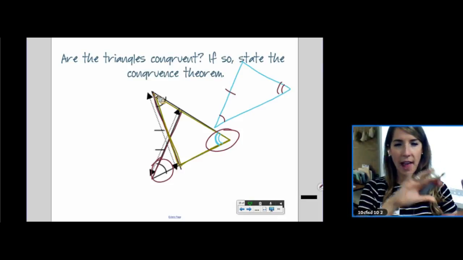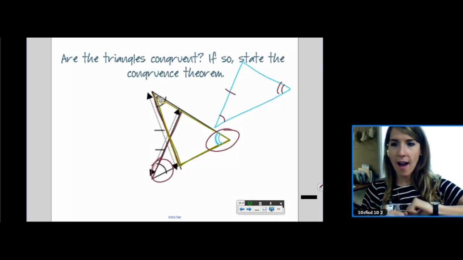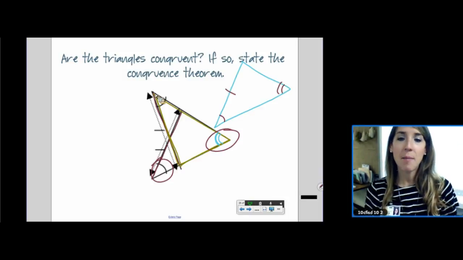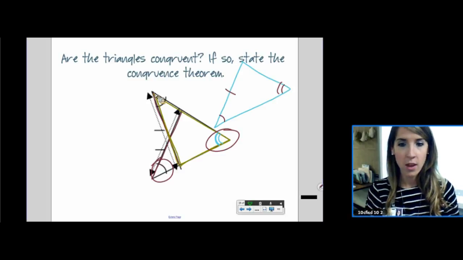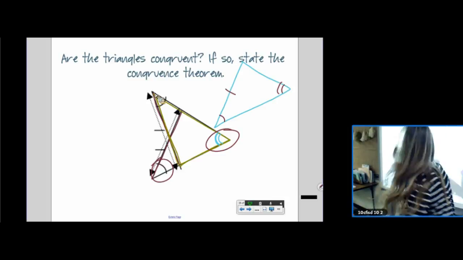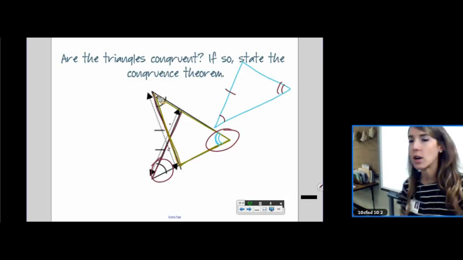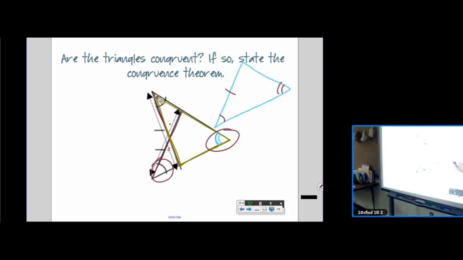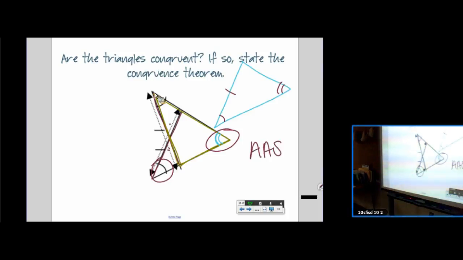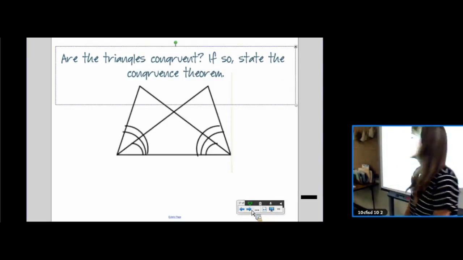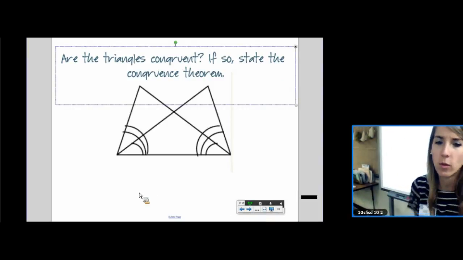Do you see how when you pull it out of the crazy overlapping picture, it kind of helps? There's our clarity. Oh my goodness, it's angle, angle, side, because the tick mark is not between the arcs. Vertical angle theorem would not help us here because that is not one of the angles of the triangle. Like here and here, those are angles, but those aren't one of the three angles of a triangle. Angle, angle, side would be the answer to that one. This one's overlapping, but it's actually way easier than the one before.